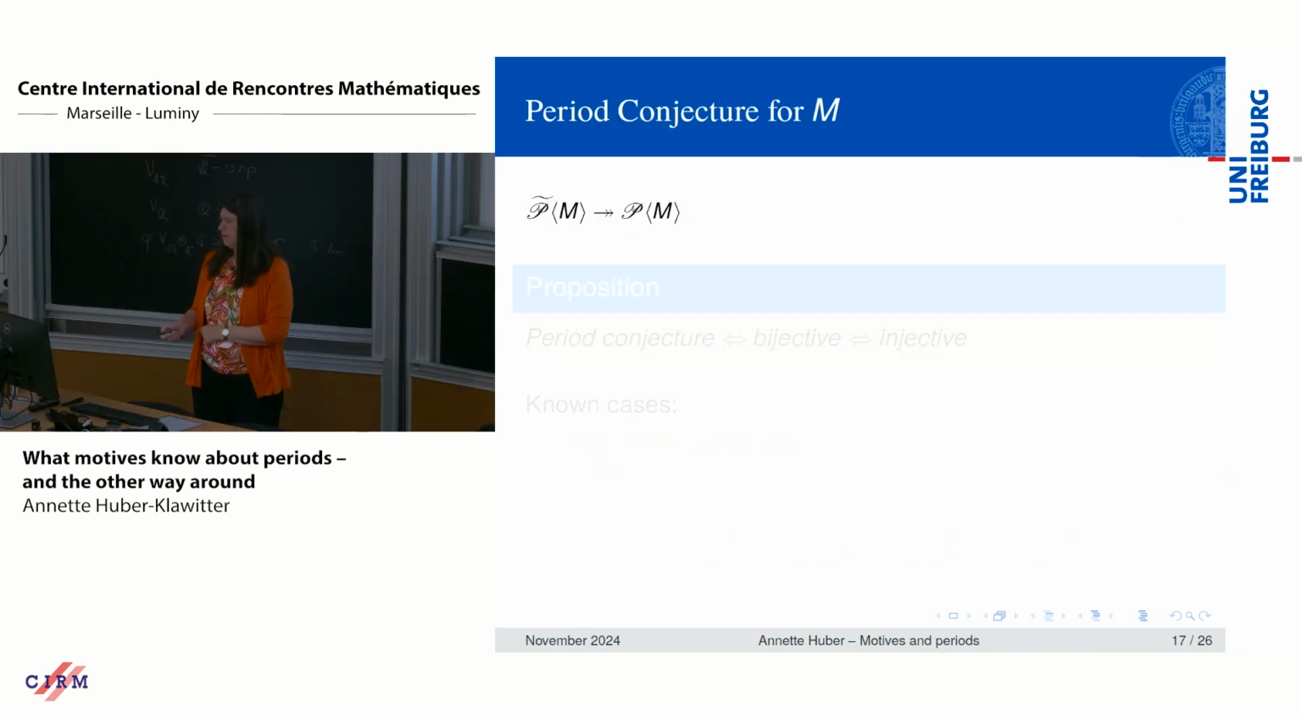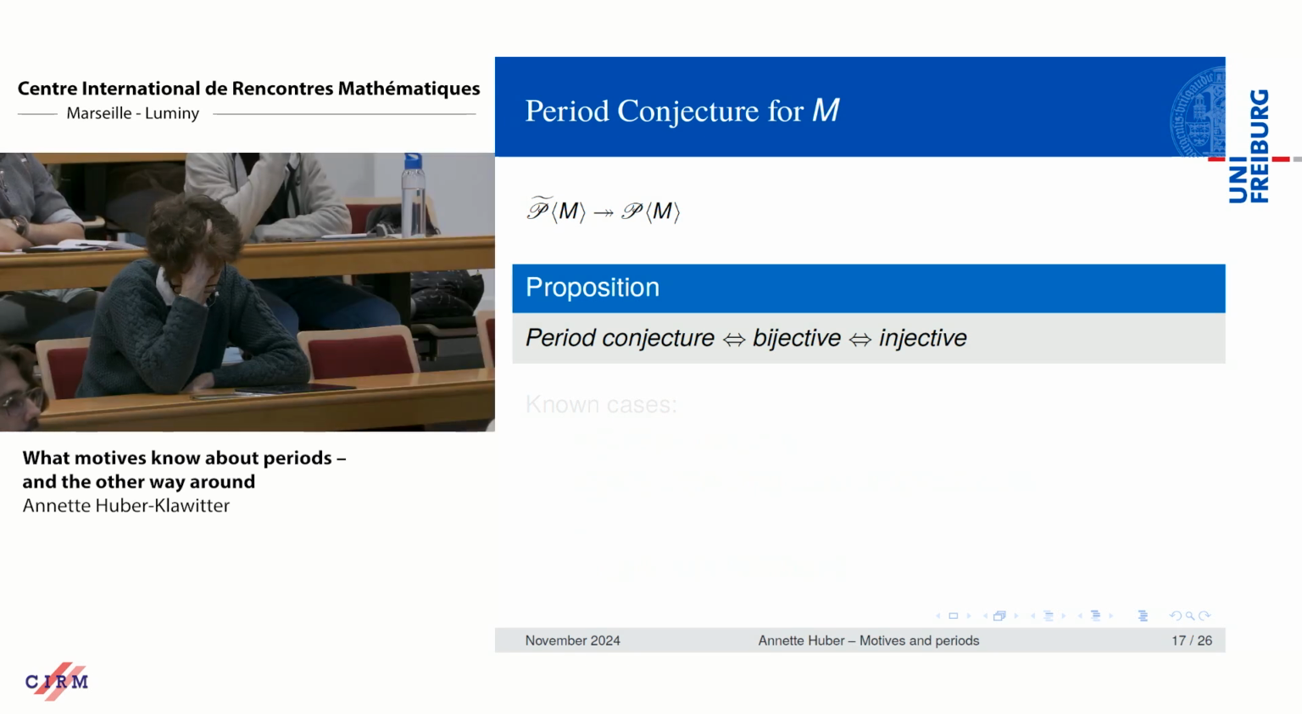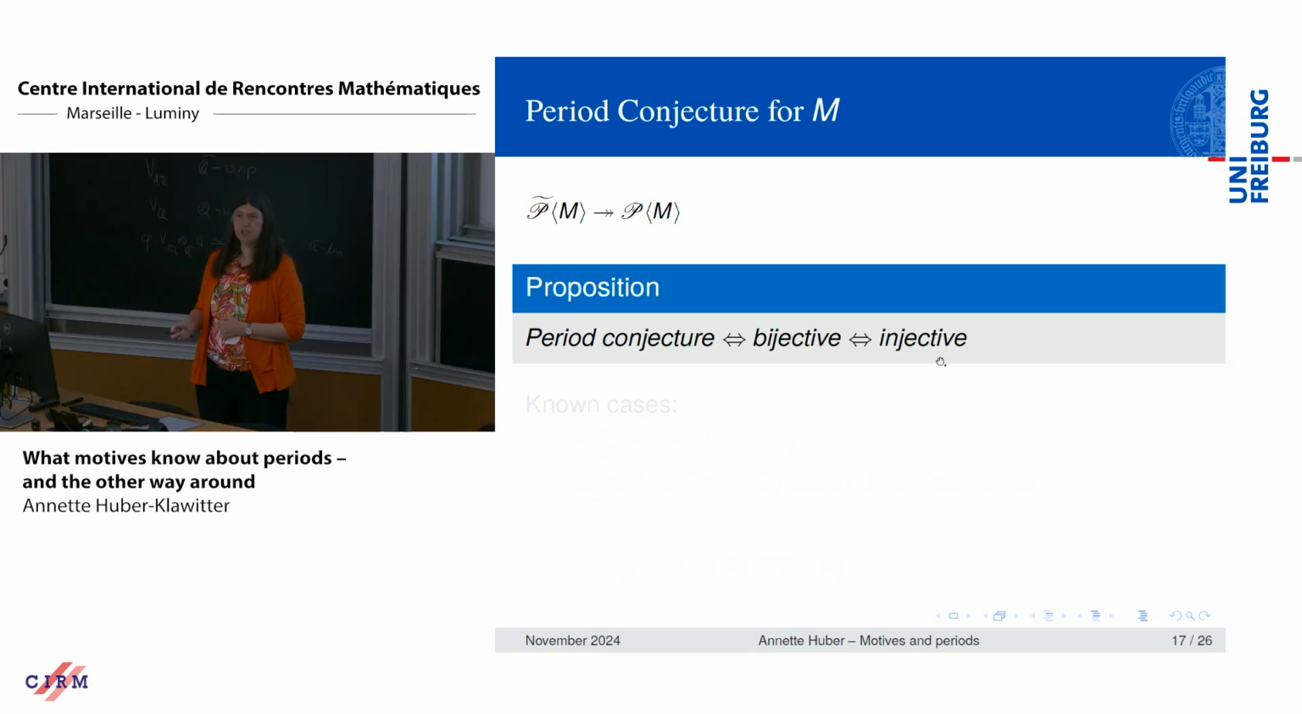And then the period conjecture in this case says that this map should be an isomorphism. All relations between actual periods are the ones that you already have in formal periods. That's the period conjecture. You can use this as a precise formulation of the period conjecture, or if you start with some other formulation, then it would be a proposition that it's equivalent. Asking this map to be bijective or to be injective is the same, because it's obviously surjective.